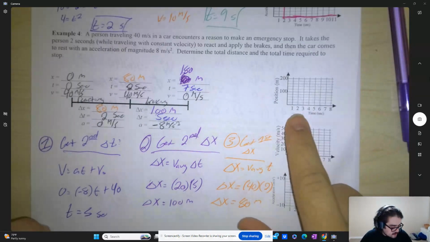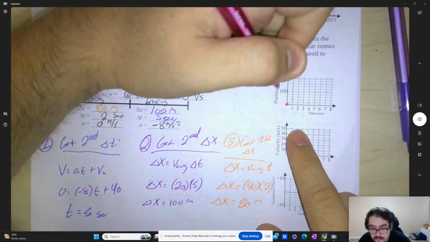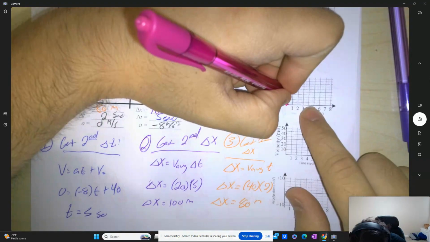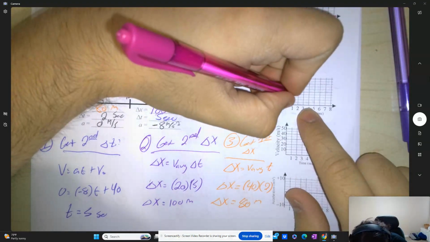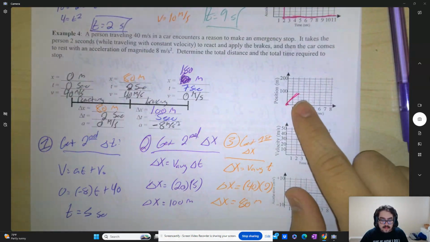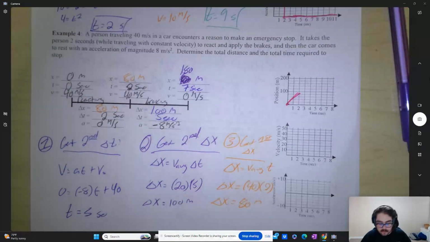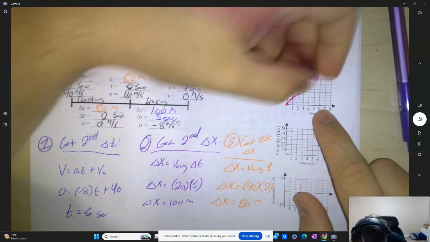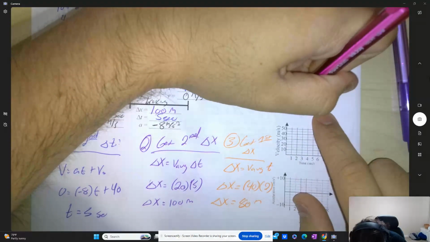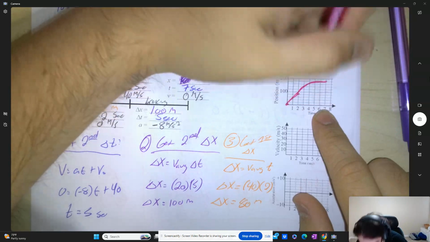Let's look at what those graphs look like. For the first part, there's no acceleration, so it should be linear on the position graph. It should be a straight line. We end up at 80, so 80 at 2 seconds. Then for the second segment, you have a deceleration, so it should be concave down, and you end up at 180 at 7 seconds. So it should be a concave down kind of function. It's going to look kind of ugly.